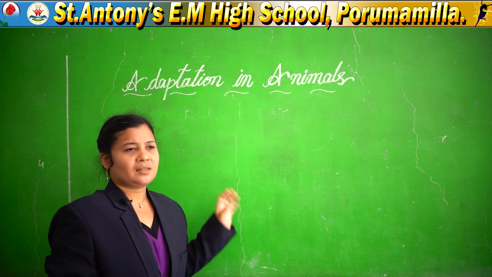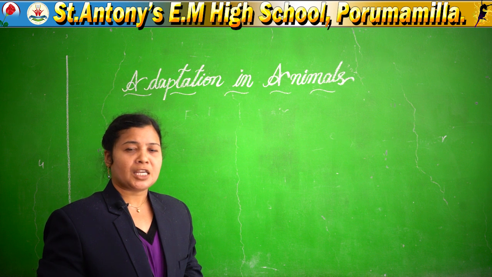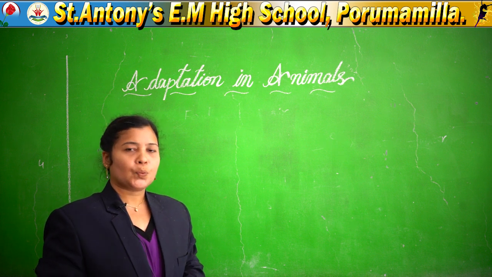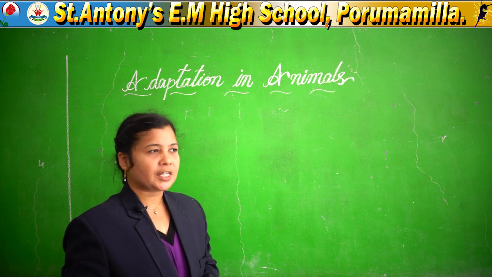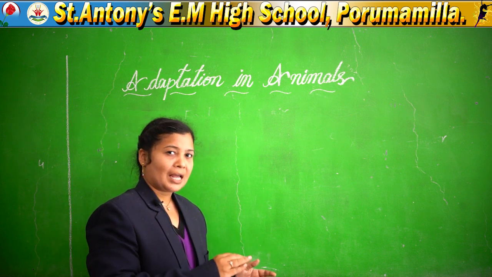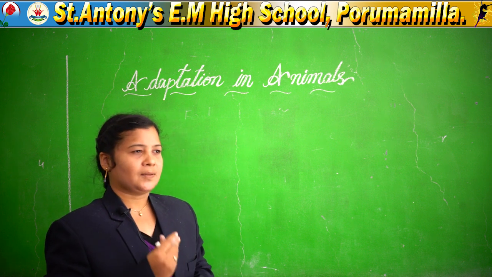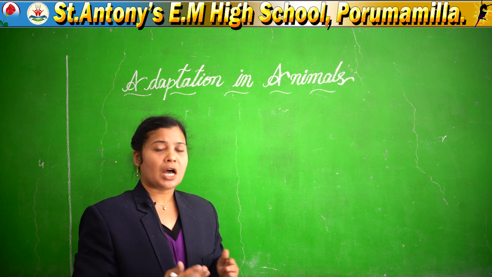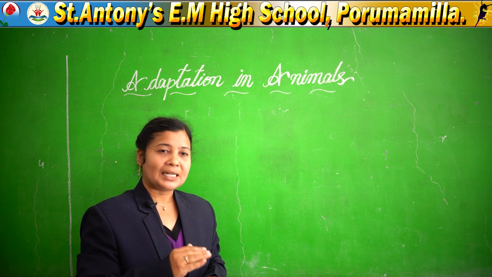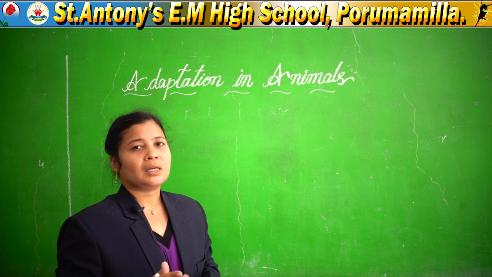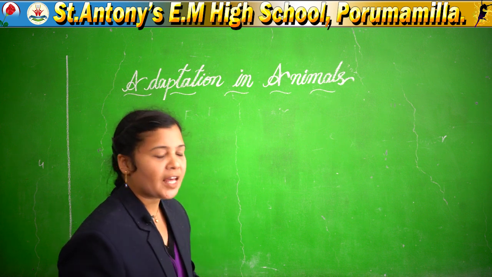Just now we discussed some different conditions in which animals adapt themselves. Now we will discuss some animals that adapt their habitat on land and also in water. So let us explain what those are. The animals which live on land and in water are called amphibians.